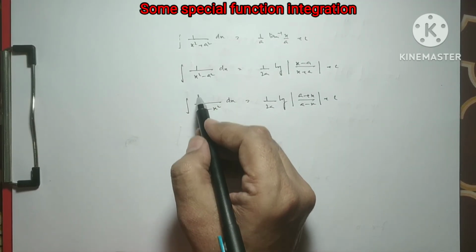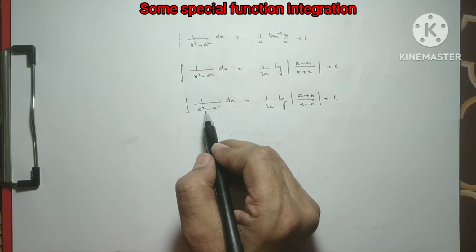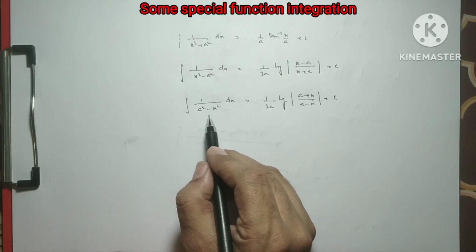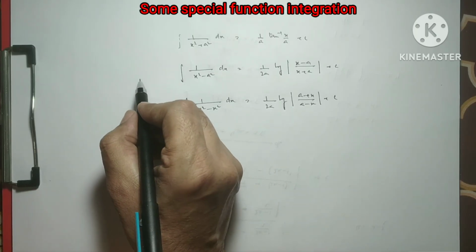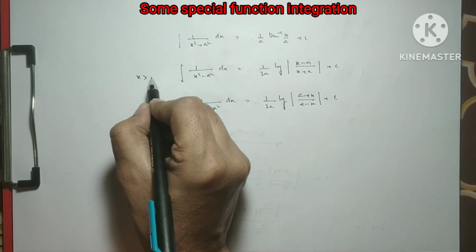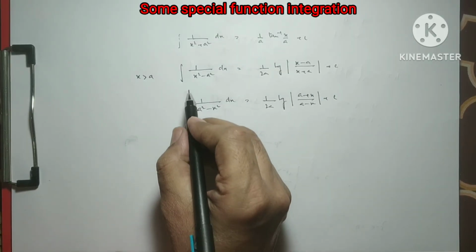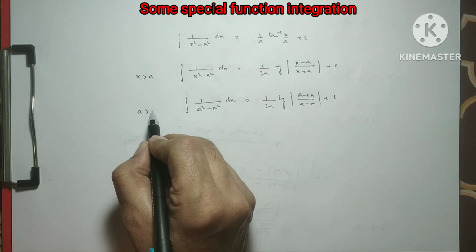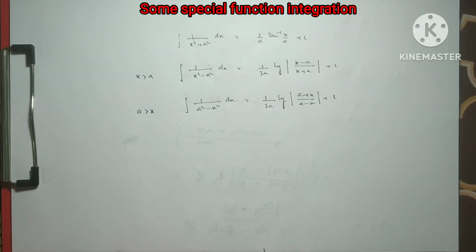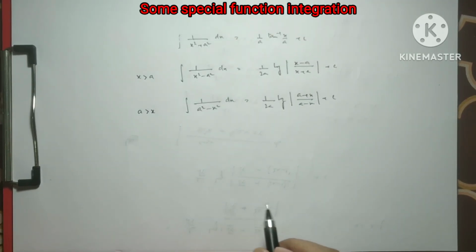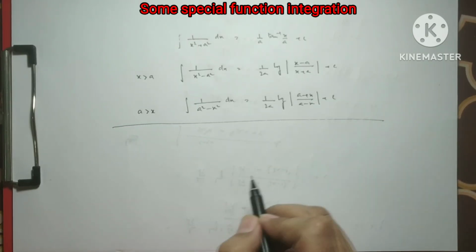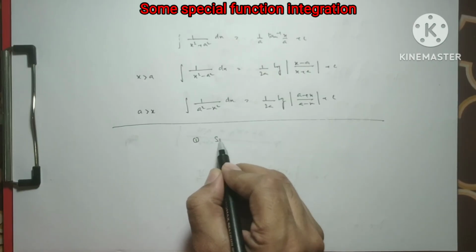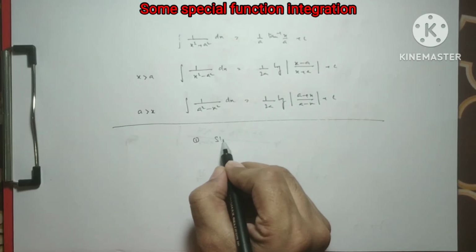So how will you differentiate these two? This is x square minus a square, this is a square minus x square. If the variable is greater than constant, then we will use this formula. If the constant value is greater than the variable value, then we use this formula. So in this series we discussed number one, standard formulae, these formulae directly.